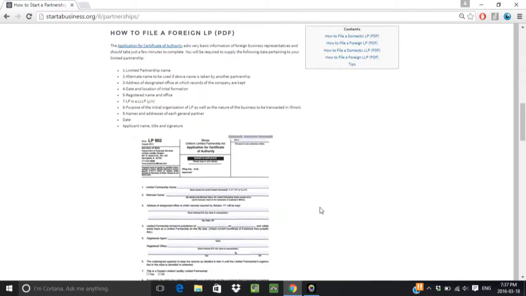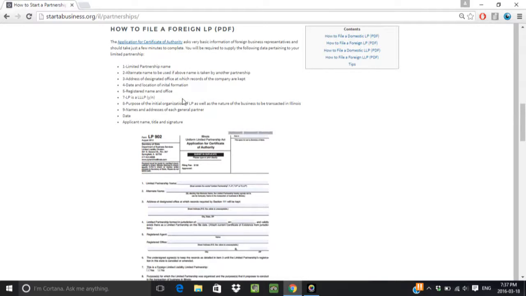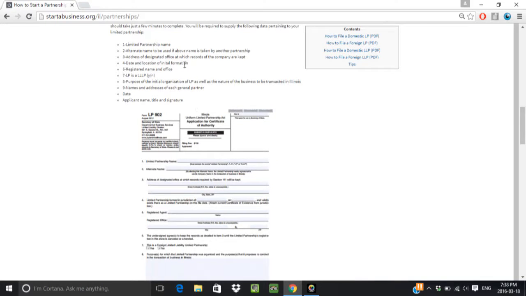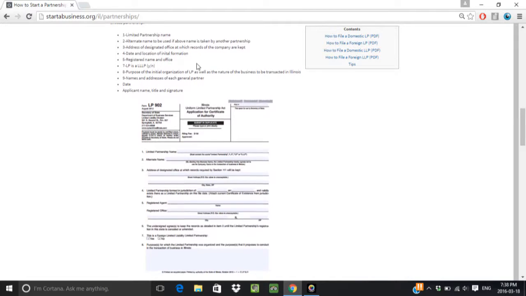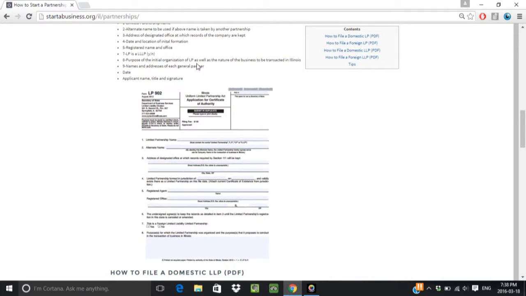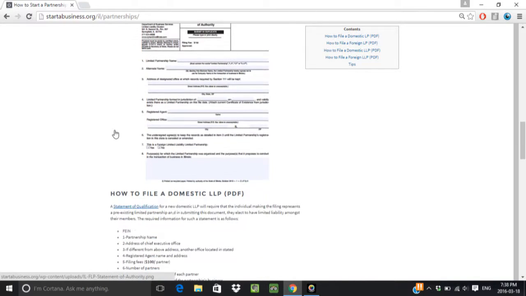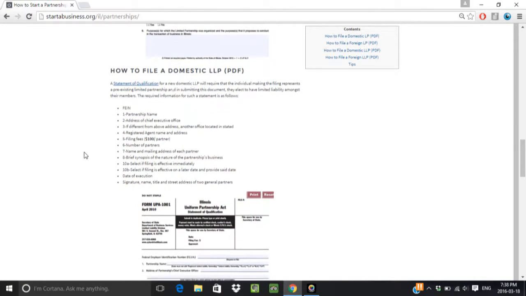Now, moving along here. Foreign LLPs, pretty much the same thing as before. Number 2 here, you'll notice, is an alternate name. That's just a fictitious name. If there's already a partnership that has a similar name to you, you're probably going to have to use a fictitious name. So that's where you'll put that. Also, you're going to just provide the date and location of initial formation and the designated office in your jurisdiction of original formation. Besides that, it's about the same. Again, mail that into the Secretary of State.